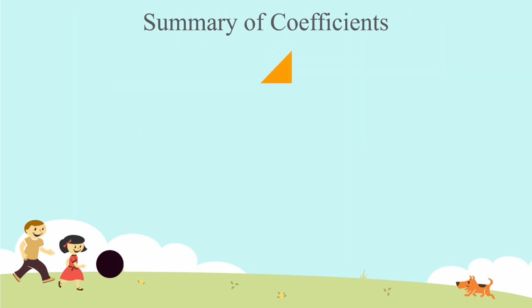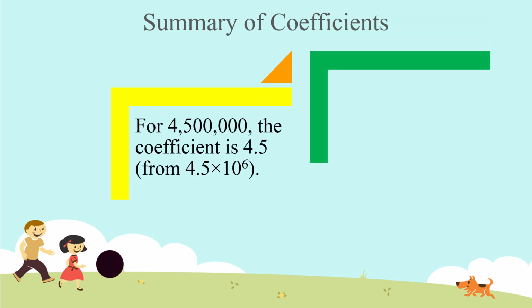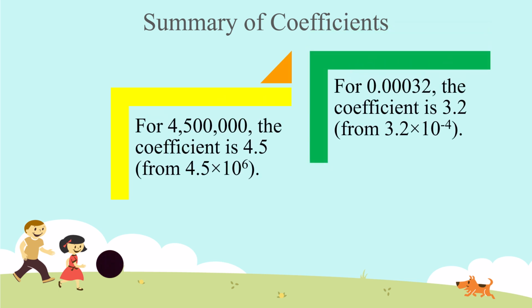Here's a summary of coefficients. For 4,500,000, the coefficient is 4.5 from 4.5 times 10 to the power of 6. For 0.00032, the coefficient is 3.2 from 3.2 times 10 to the power of negative 4.